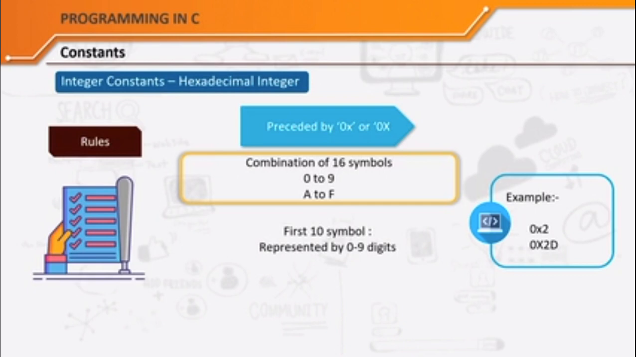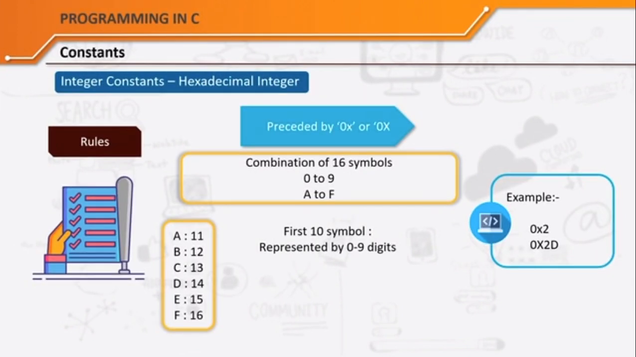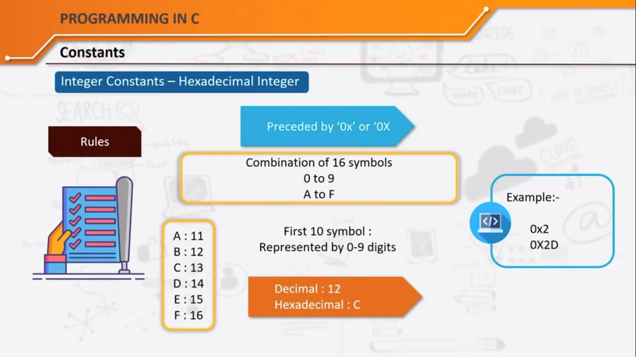Now the first 10 symbols in a hexadecimal number are represented by the digits 0 to 9. The next 6 symbols in the hexadecimal number system are represented by A to F. That is, 10, 11, 12, 13, 14, 15 are represented in hexadecimal by A, B, C, D, E, F respectively. For example, 12 in decimal is represented as C in hexadecimal.